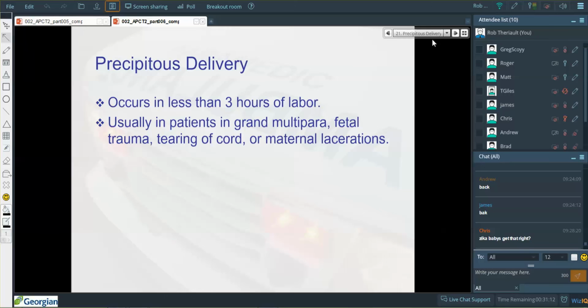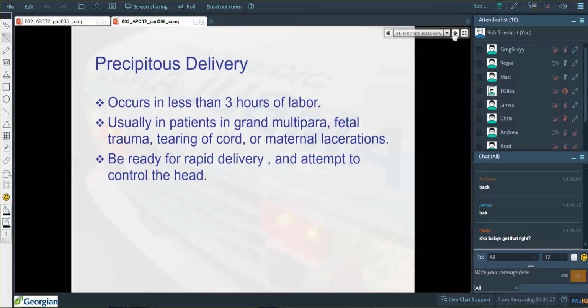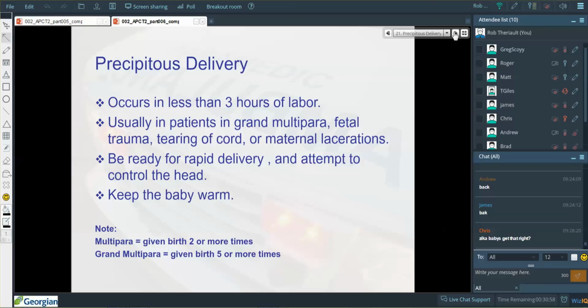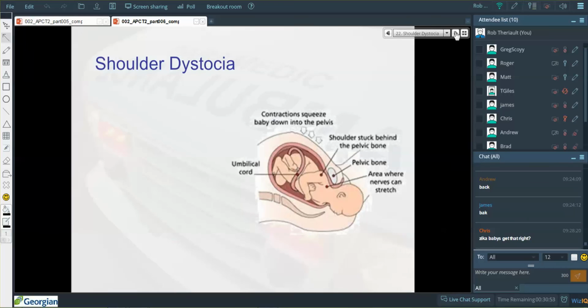There can be trauma, tearing of the cord, maternal lacerations. We're going to be ready for a rapid delivery, to control the head and keep the baby warm. Multipara is given birth 2 or more times. Grand multipara is given birth 5 or more times. Okay, I couldn't remember the definitions, but there you go.